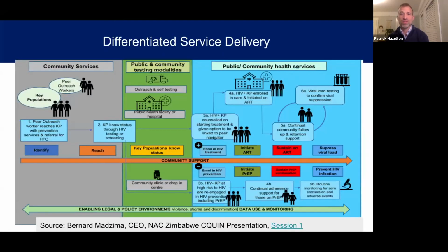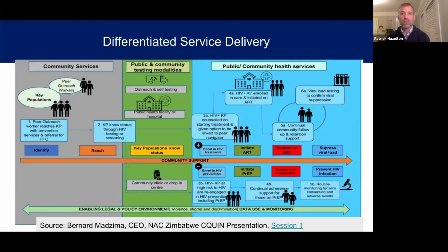Also wanted to show you just a little schematic of differentiated service delivery. So again, this is more emphasized in the recent, or the forthcoming, revision to the WHO package of services. And we're seeing this effectively implemented in a number of countries now, and local partners being part of differentiated service delivery in many countries. This is an example from Zimbabwe.